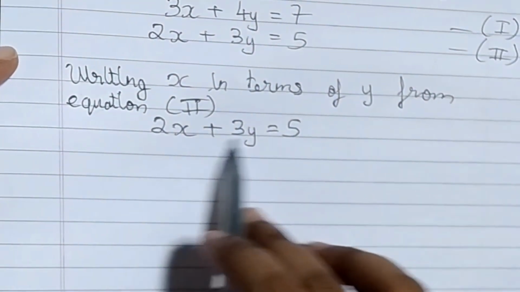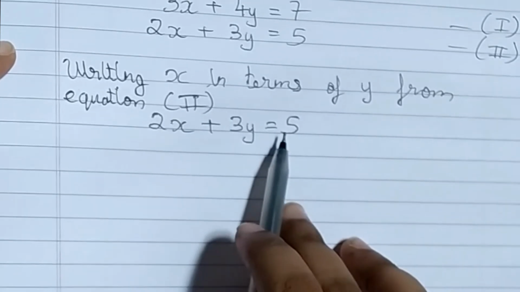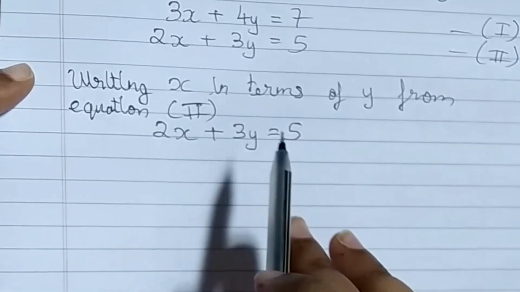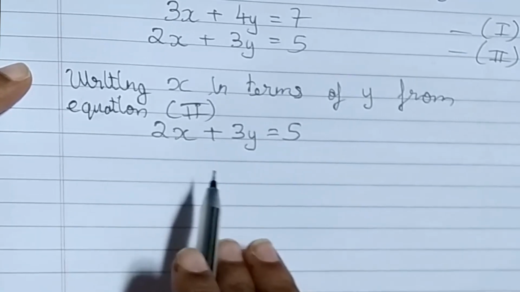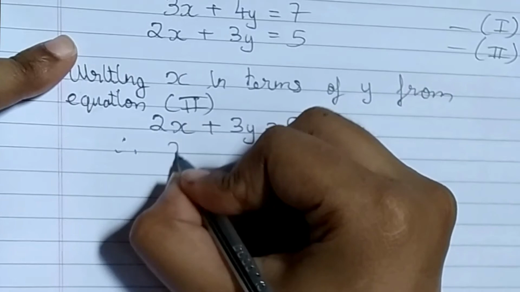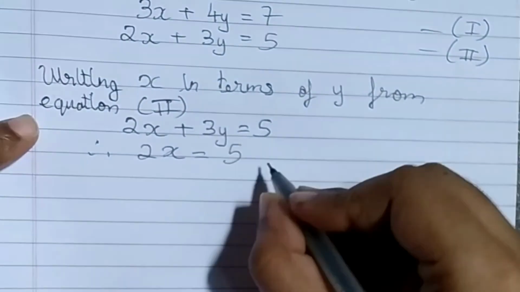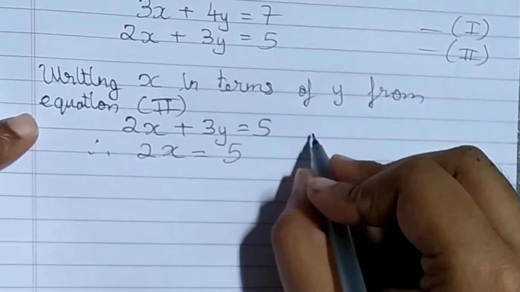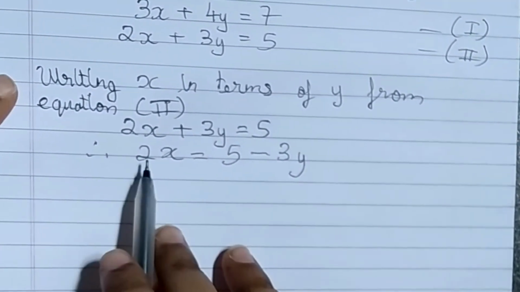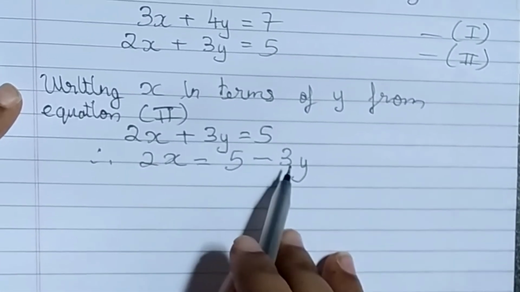So equation 2 is 2x plus 3y equal to 5. So we will rearrange the terms so that we will get it in the form of x equal to. The x term will be on one side and all the other terms will be on the other side. So this 3y we will take to this side of the equal to, then minus 3y. Here 2 is multiplied with x. So this 2 also we have to take to the other side.